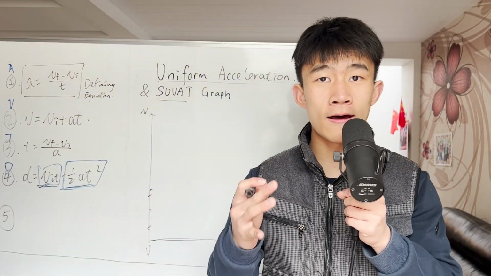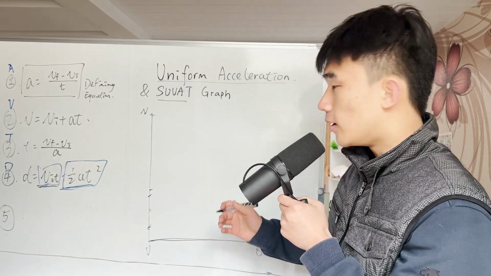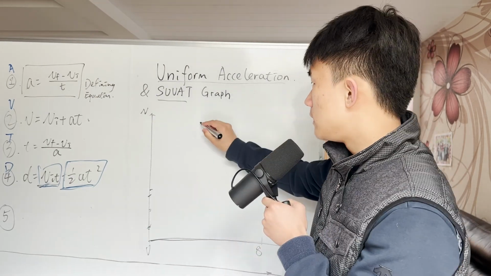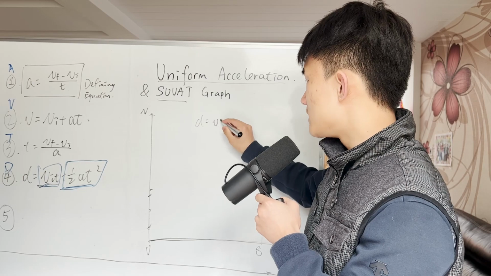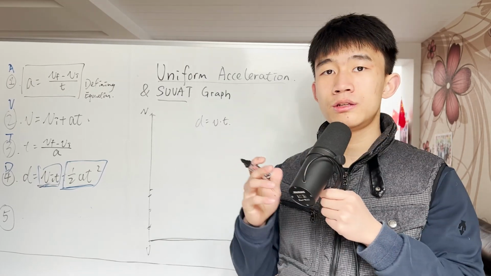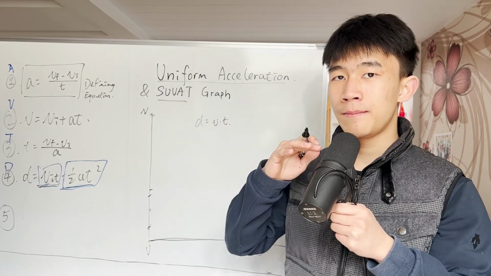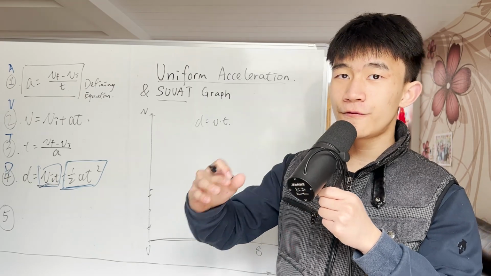All right, let's look at our final equation of the day. So, as we've talked about before, displacement equals velocity times time will only be useful if velocity is constant, which means the object is going through uniform motion.